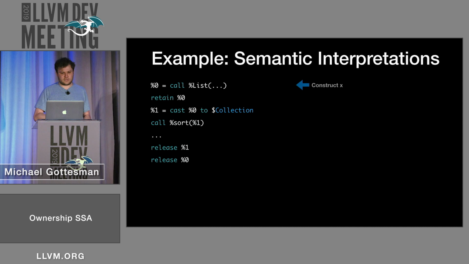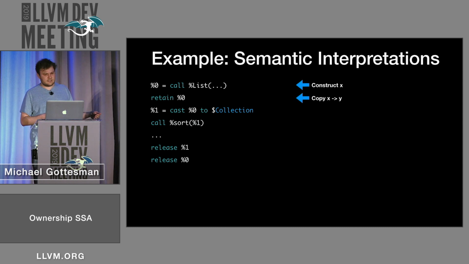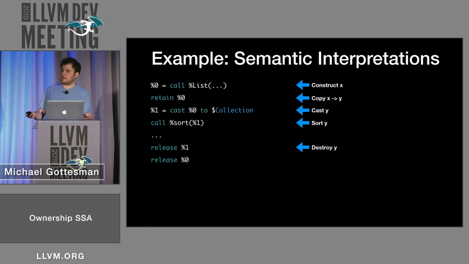First, we construct X. Then, we copy X and bind it to Y by calling retain to increment the reference count of X. Then we take Y and cast it to collection. Then we sort Y. And finally, we destroy our variables, destroying first Y and then X.